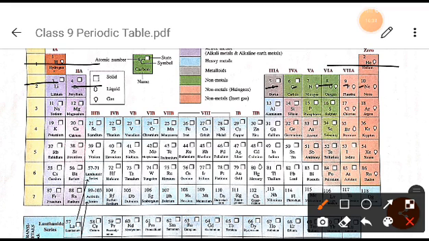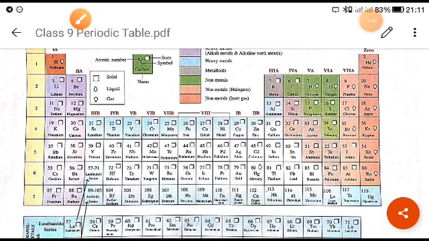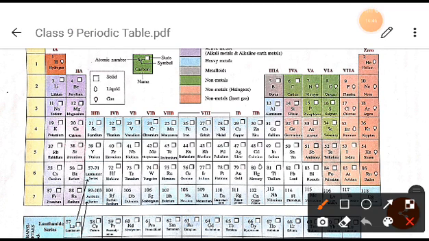As you can see, as we are moving from left to right, there is an increase in the atomic number, right? First lithium was 3, beryllium was 4, boron is 5, carbon is 6, nitrogen is 7, oxygen is 8, fluorine is 9, and neon is 10, right? So the atomic number is increasing, and since the atomic number is increasing, the electrons present in the outermost shell are also increasing, right?